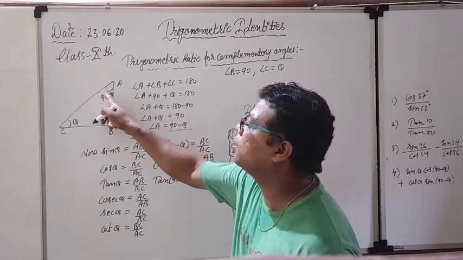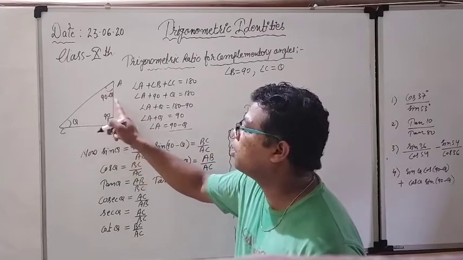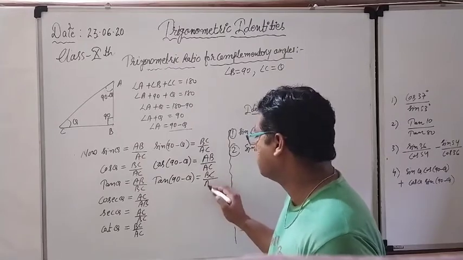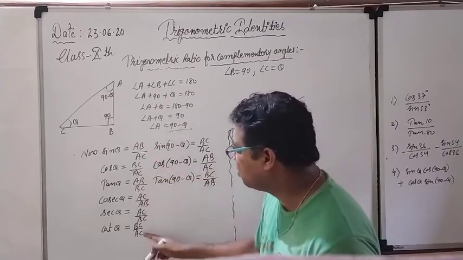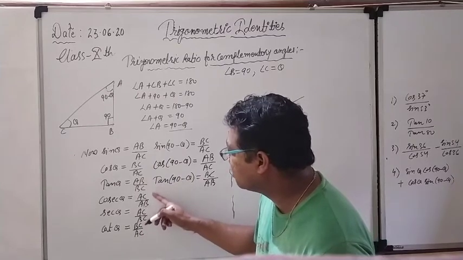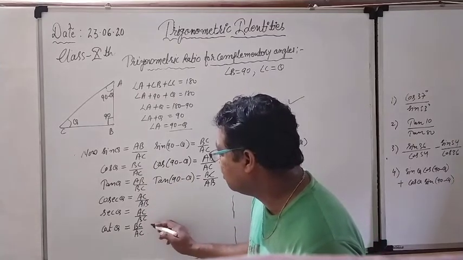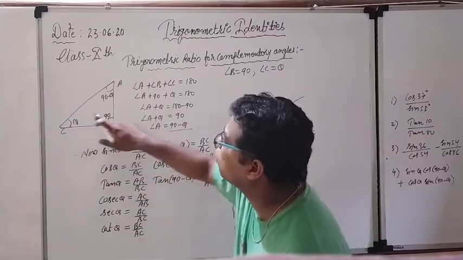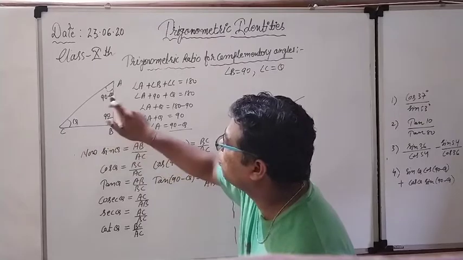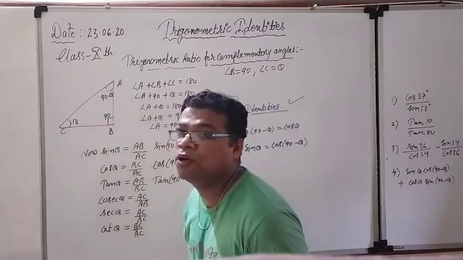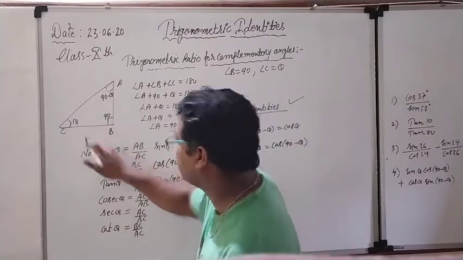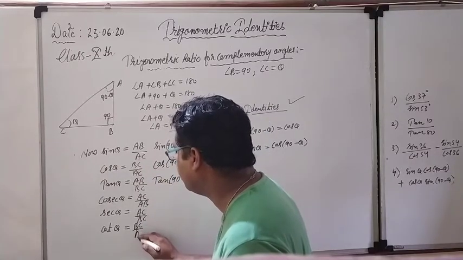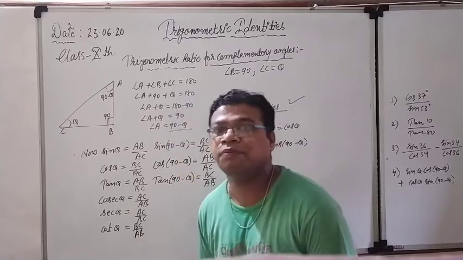When we talk about tan 90 minus theta, it is perpendicular upon base. The perpendicular is BC, and what is the base? The base is AB. So BC upon AB, see here, BC upon AB. So where is the BC upon AB? BC upon, here I have written wrong, cot theta. Look here, cot theta should be equal to base upon perpendicular. So what is the base? Base BC upon perpendicular. So here I should write down AB.